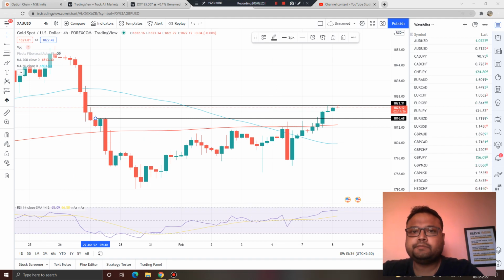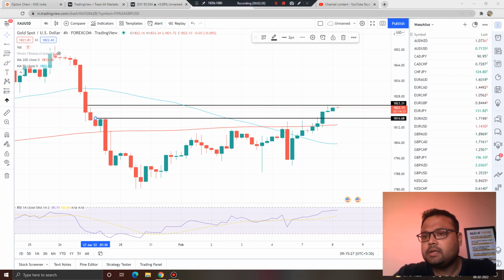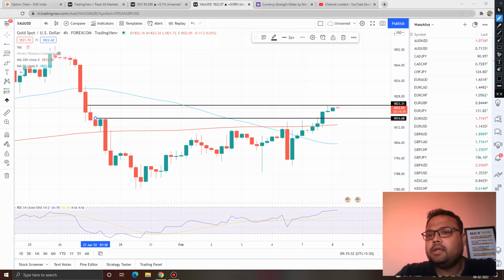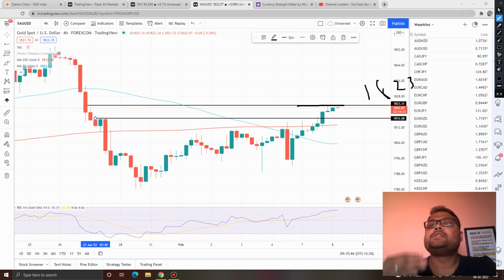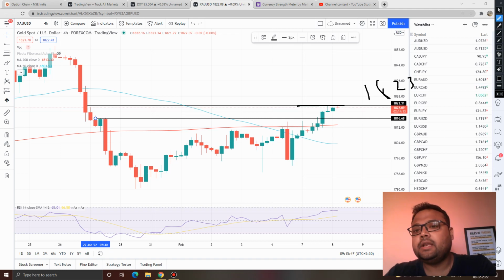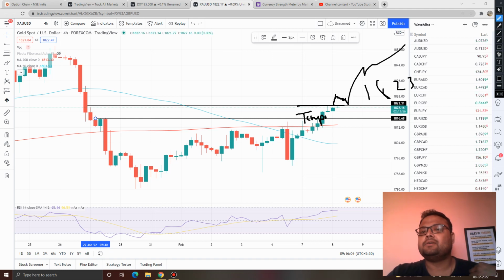First of all, if the market crosses this level of 1823, wait for some time and see how the price is reacting. If after a couple of hours you see that the market is trading comfortably above 1823 level, you can take a buy position. If you find the market trading comfortably above this level, then there is a possibility that the market will be forming a temporary support here and the market will bounce like this.